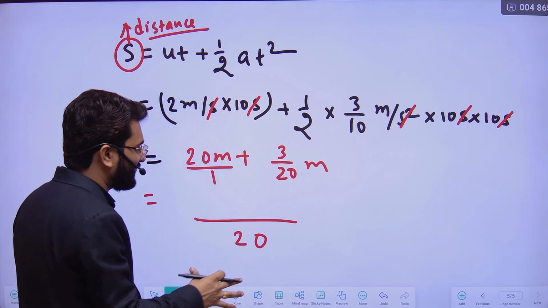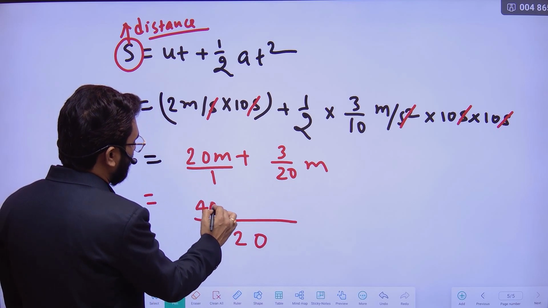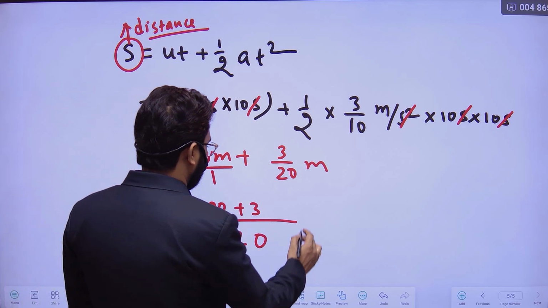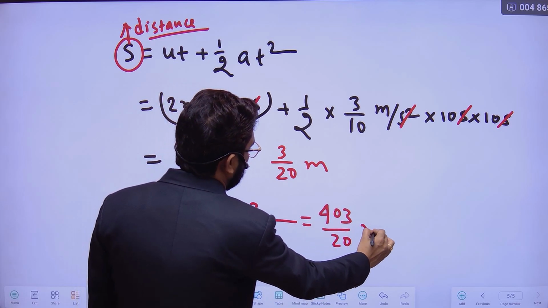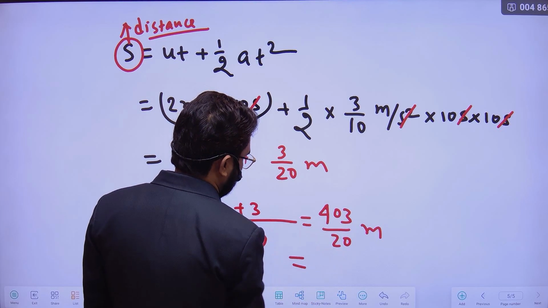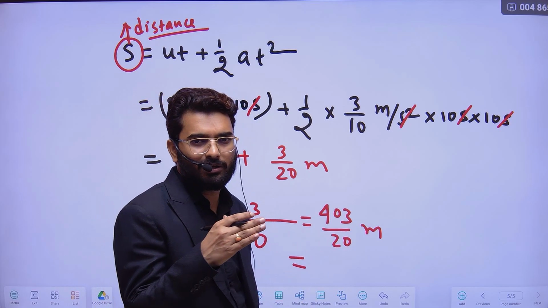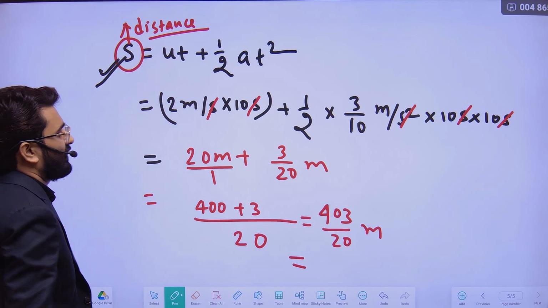can take the LCM as 1 into 20, and here it is written 1 into 20, that is 400, and this is the 3. That means here 403 upon 20 meter. Then simply divide 403 by 20, and what will be your answer? About 20 point something, and that will be the distance for this equation and question.